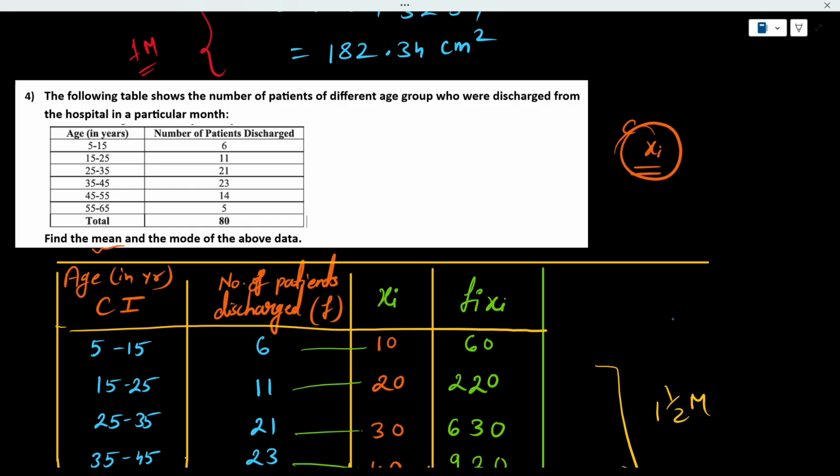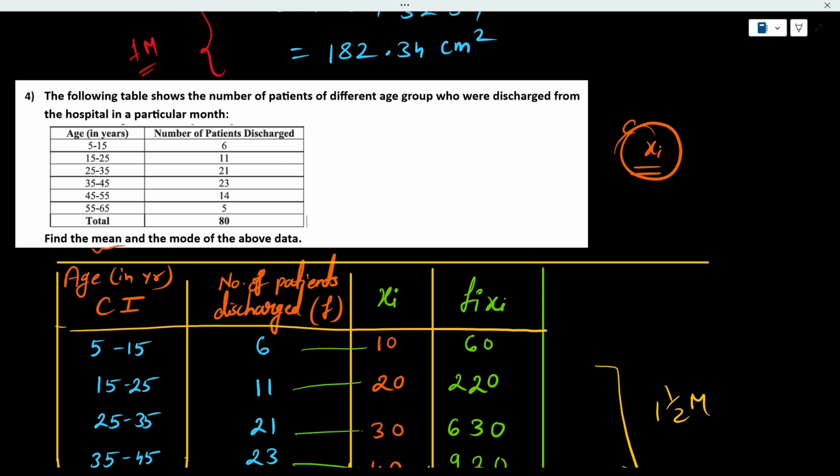So how are we going to use it here? You can use this table. You don't need to redraw the table for mode, right? You will draw the table only for mean and median, because for median you need to calculate cumulative frequency. So for mode, what is the formula of mode here?